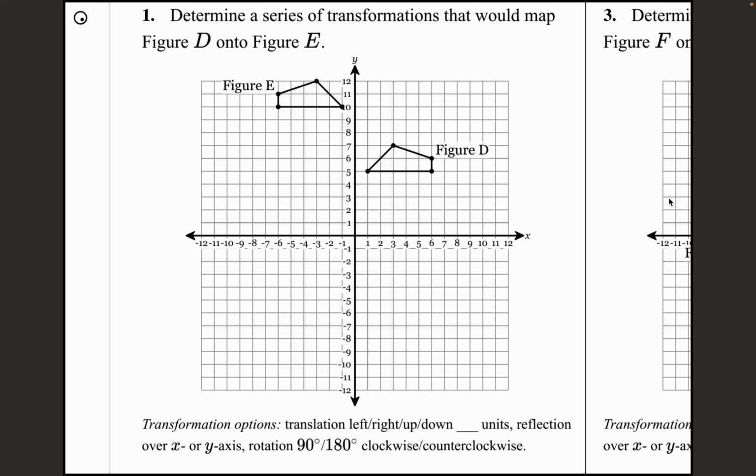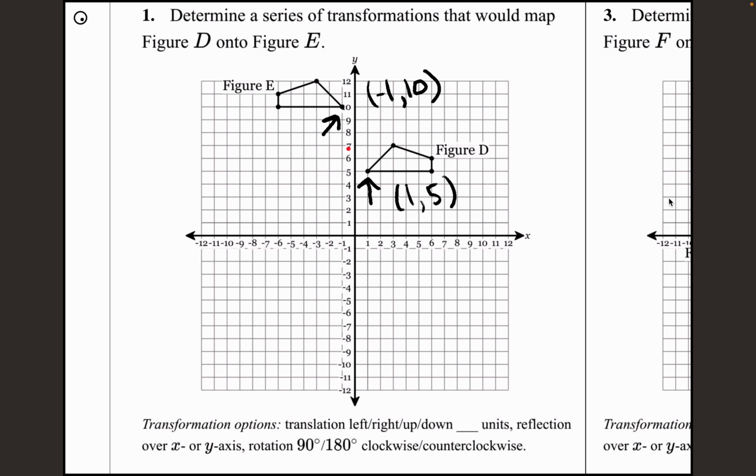Pick one point. So I'm going to pick this point right here, and I need to figure out what point is the same on figure E, and that's going to be this one right here. So the first thing I'm going to figure out is what those coordinates are. For my figure D, because I have to go from figure D to E, that is going to be 1, 5. And my figure E, this one is negative 1, 10. So I have to do two transformations in order to get from this point to this point.